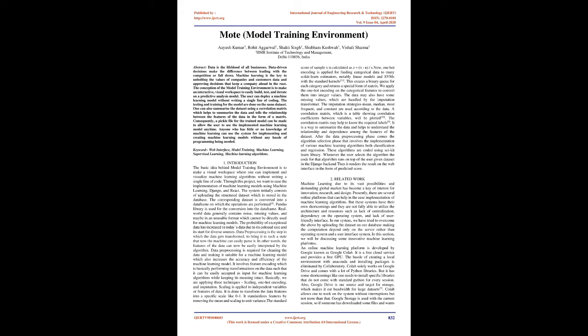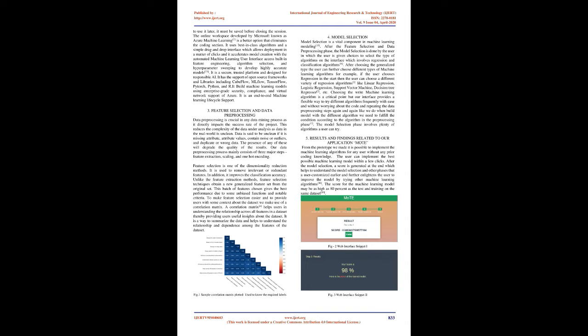Now, one-hot encoding is applied for feeding categorical data to many scikit-learn estimators, notably linear models and SVMs with the standard kernels. This creates a binary column for each category and returns a special form of matrix. We apply the one-hot encoding on the categorical features to convert them into integer values. The data may also have some missing values, which are handled by the imputation transformer. The imputation strategies mean, median, most frequent, and constant are used according to the data.